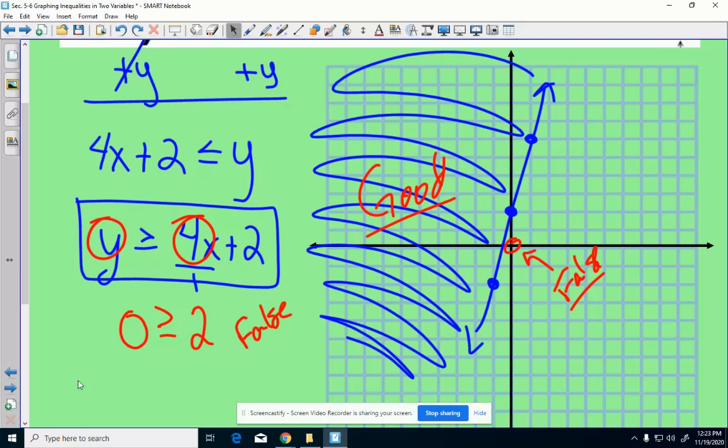As long as you don't hang him upside down and then try to call that the greater than side. Don't hang him. He's not a bat. Don't hang him upside down.